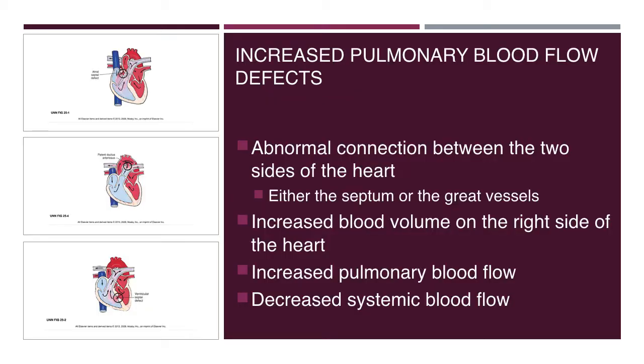So the increased pulmonary blood flow defects, we have an abnormal connection between the two sides of the heart, either at the septum or the great vessels. And the increased blood volume on the right side of the heart and increased pulmonary blood flow, which leads to decreased systemic blood flow. And that's why they tend to have some cyanosis, because of that decreased systemic blood flow, but we can improve that cyanosis by giving oxygen to them.